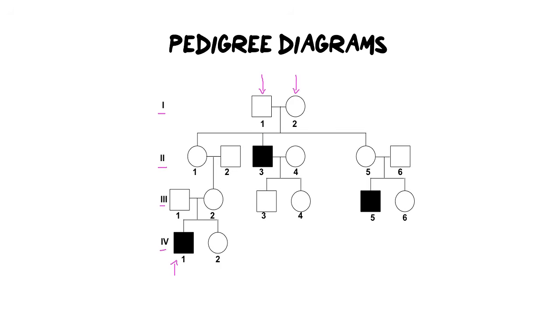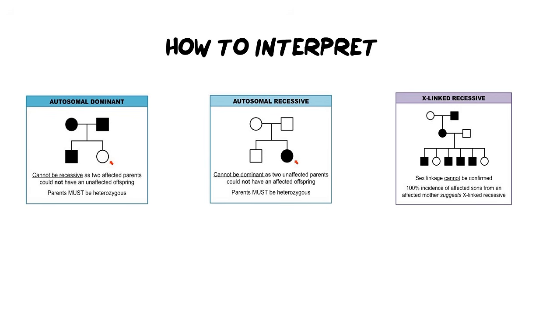Now, the most important and key factor to any pedigree diagram is to be able to tell what everybody's genotype is. And we're going to look at that over the course of the video. There are three major pedigree diagrams that you may be asked to interpret, and they are as follows. The first one is what we call an autosomal dominant disorder.